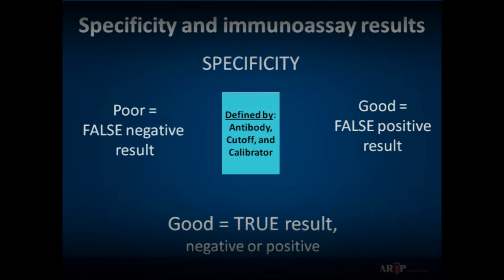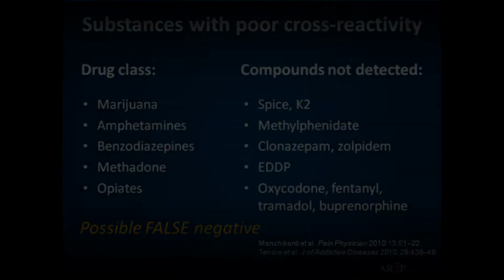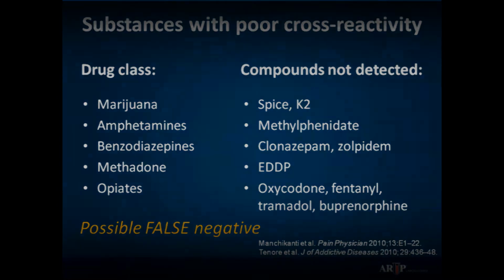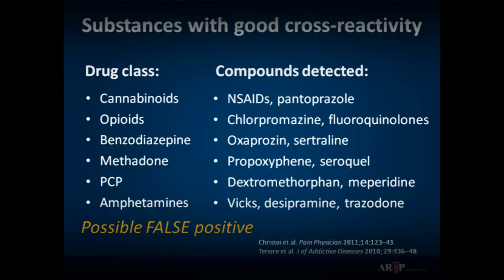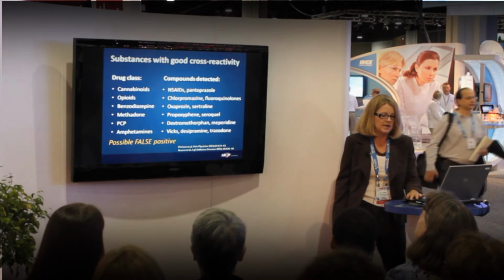However, we know that most immunoassays don't have perfect cross-reactivity with the drug of interest, so we may end up with false positives or false negatives. The next couple of slides show some examples of drugs that may not be detected by common immunoassays and therefore lead to false negative results. And then also some drugs that may be detected with good cross-reactivity and lead to false positive results. So false negatives and false positives are very important.